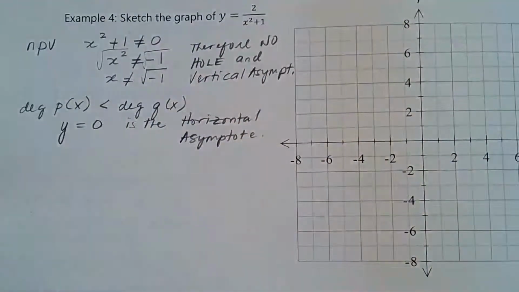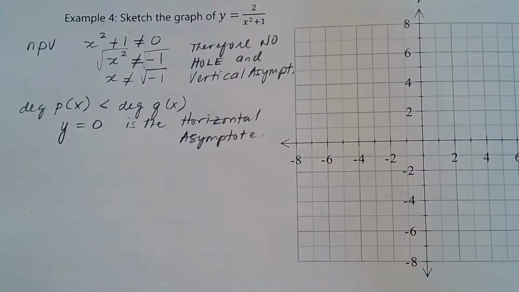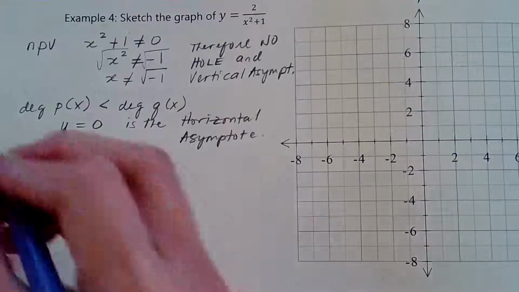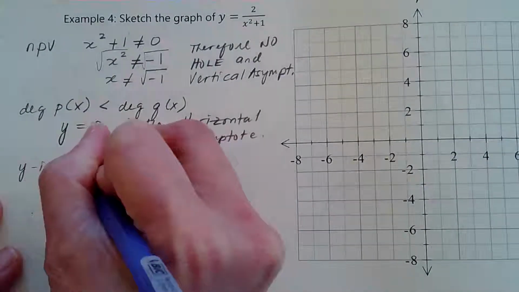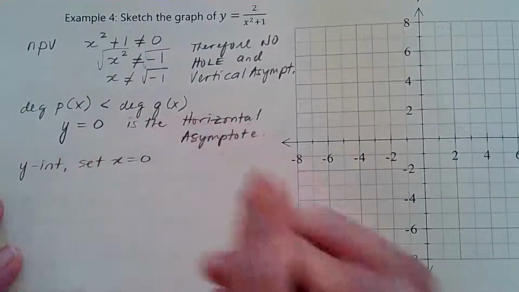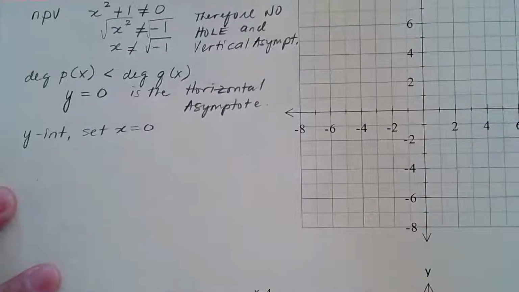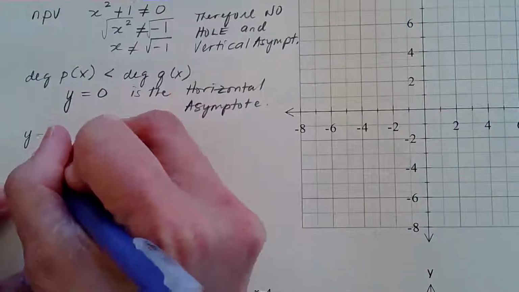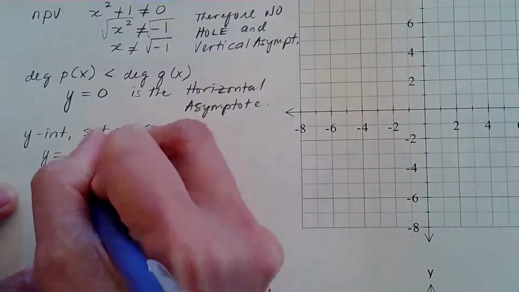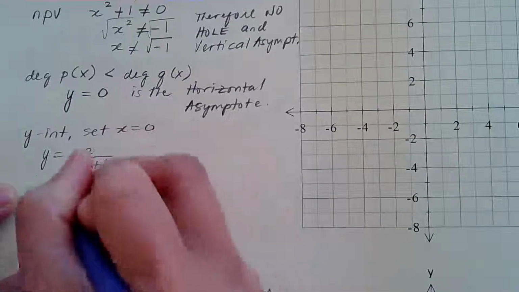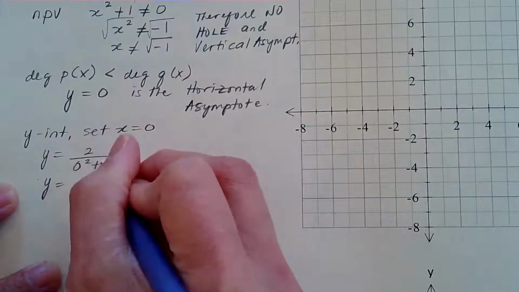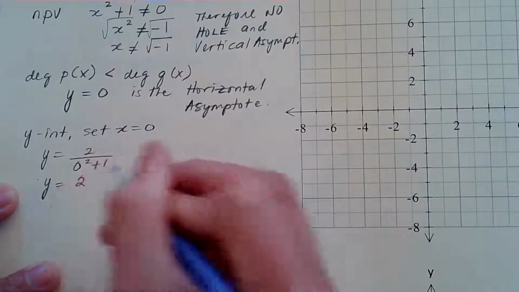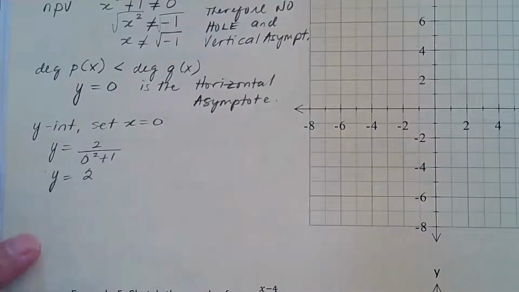Okay. What else do we know? We need to figure out the x-intercept and y-intercept. Okay? So let's go y-intercept. Set x equals 0. So y equals 2 over 0 squared plus 1. So that's 2 divided by 1, which is 2. So the y-intercept is at 2.